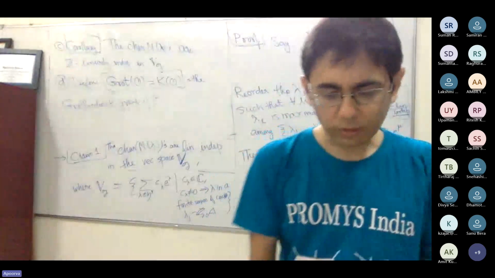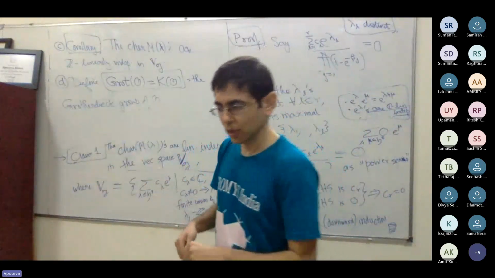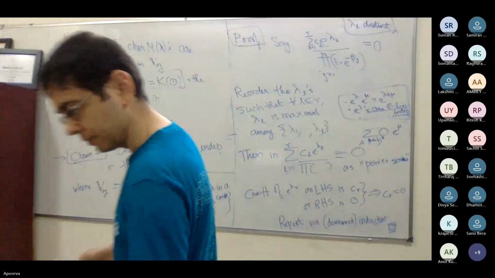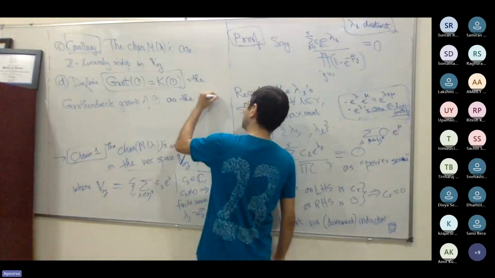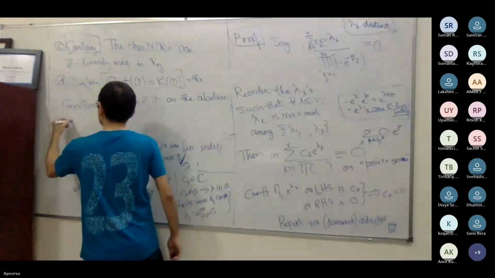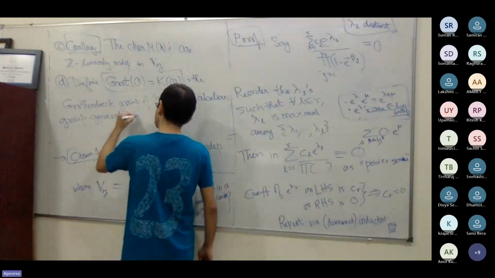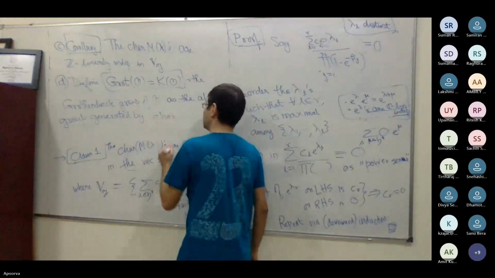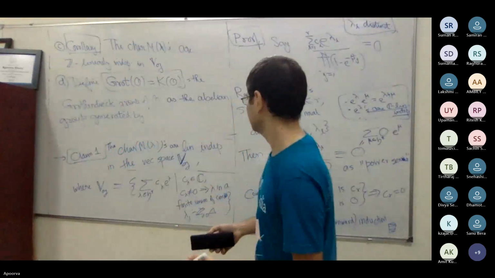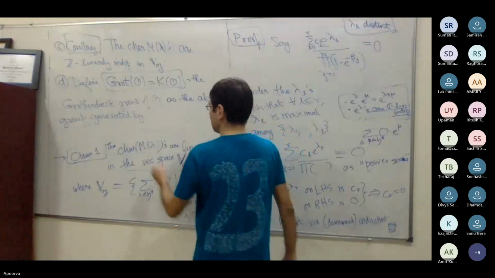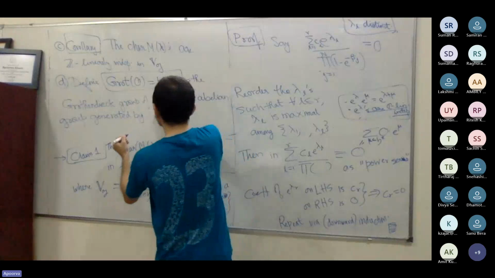So how do you define the group? Well, one way to do it is with generators and relations. Let's do that. As the abelian group generated by the isomorphism classes.